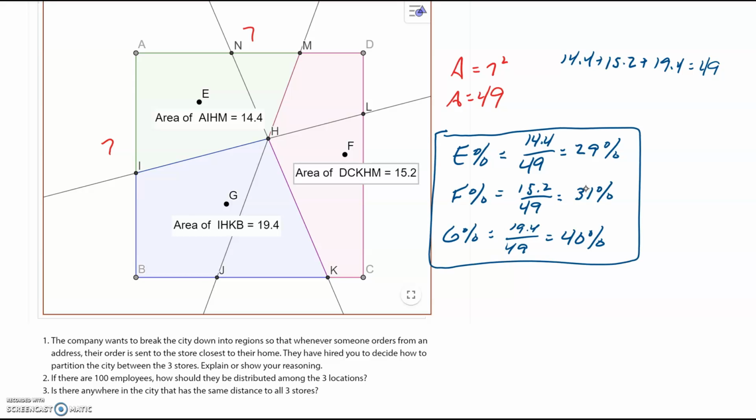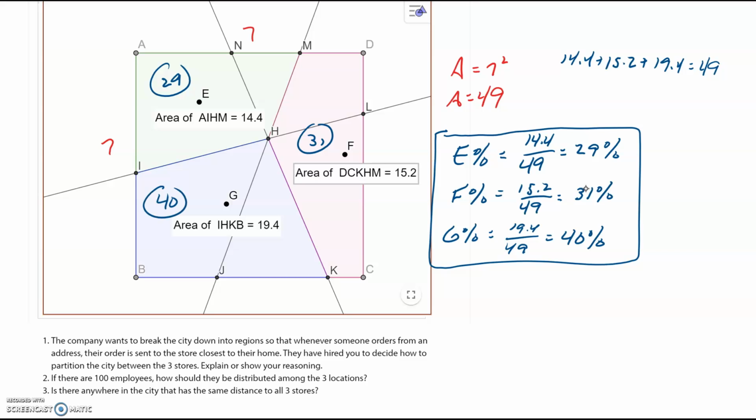So if we have 100 employees, how many should be among the 3 locations? Well, at location E, we should have 29% of the 100, or 29 total employees should work at store E. At store F, we should have 31 employees. And at store G, we should have the most, 40 employees.